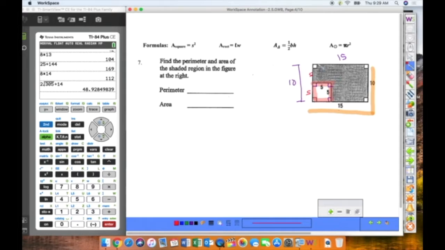So now we can add these up. Oh, sorry, I guess we need to figure out this little distance also. Remember, the whole thing here is 15, and this much is 5. So isn't this snug little dude right here going to be 10?